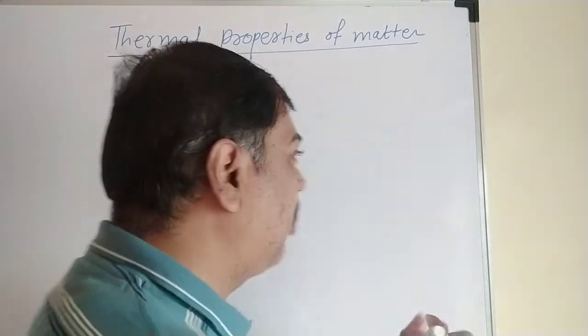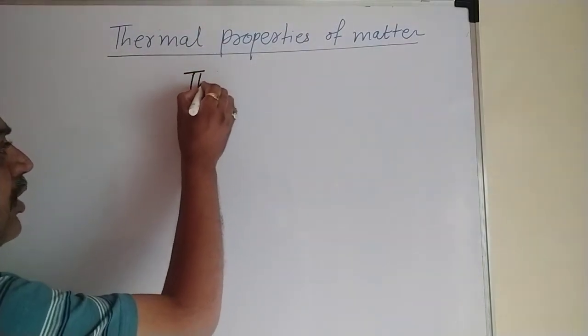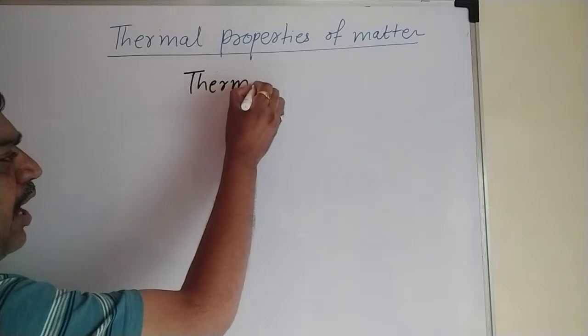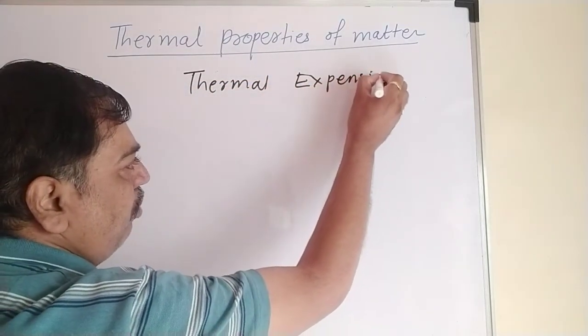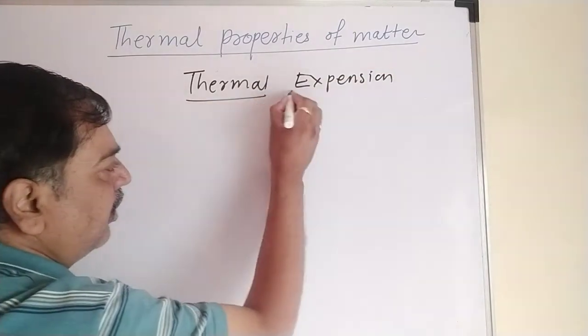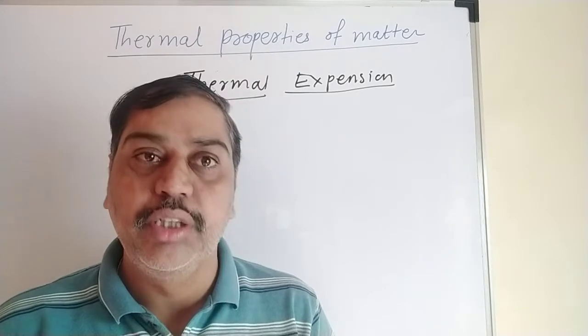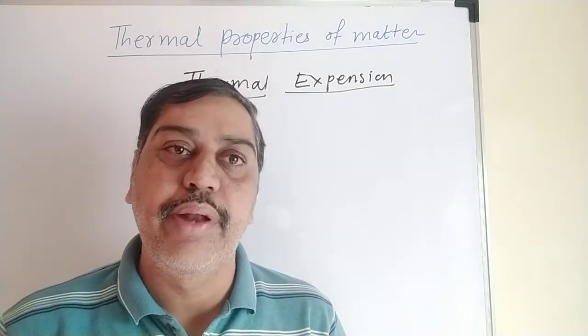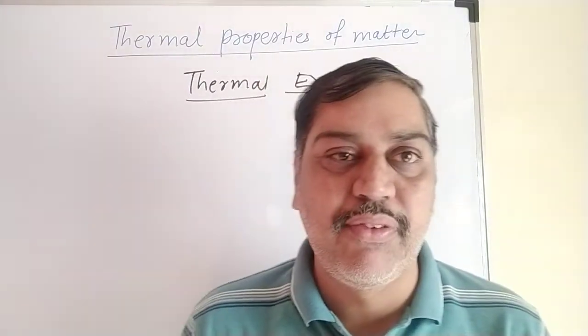Now the first topic of this chapter, according to the syllabus, is nothing but what? Thermal expansion. As all of you are well aware, thermal means what? It is due to temperature. Expansion means what? Extension or elongation produced in a material due to temperature. That is said to be thermal expansion. One of the best examples we'll see for this.